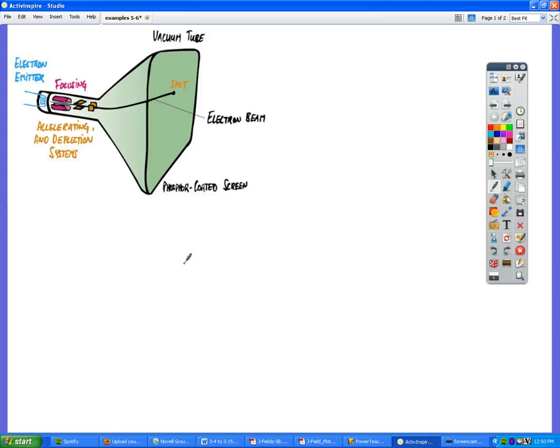This is electrostatics examples number 5 and 6. These will be the last two examples for this unit. This is an old TV.